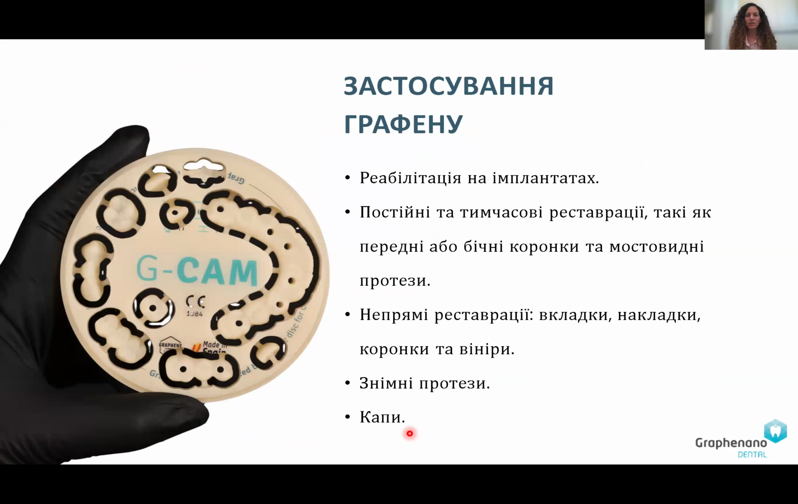Now, a big question for the customers is to know on which type of treatments they can use the graphene. Practically, we can use graphene for different types of treatments, as you can see here. We can do implant restorations, permanent and temporary crowns, bridges, removable dentures, and split guides for bruxing patients, so onlays, veneers. You can see that it's a very versatile material, very versatile to solve a lot of treatments in our daily day.